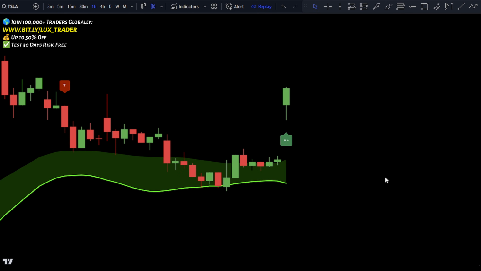Rule 2. The LuxAlgo indicator must generate a buy signal. This can be either a regular buy or a strong buy signal. Rule 3. The Smart Trail overlay must be green, indicating bullish momentum.